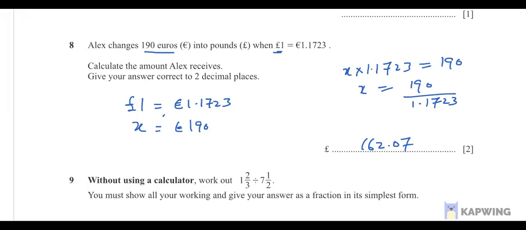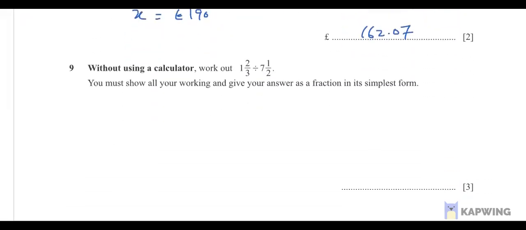Next, question number 9. Simple question where we have to work out without calculator. So first, this is a mixed fraction. Change it into normal fraction. 3 1s are 3 plus 2, 5. Divided by 7 2s are 14 plus 1, 15. Divided by 2. So it will be 5 over 3. Multiply, if you will change this, it will become 2 over 15.